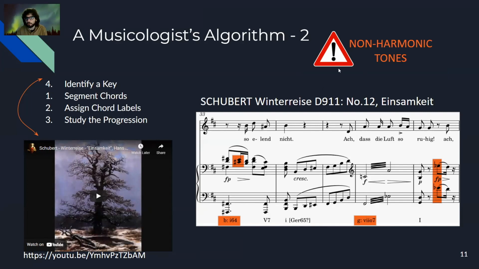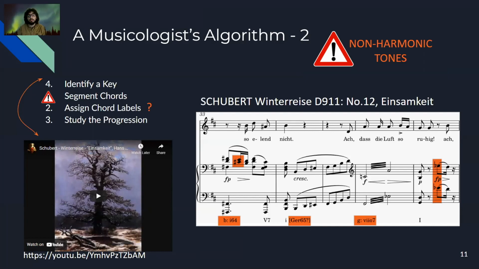And also there are non-harmonic tones like these ones and this one that do not belong to the key in which the piece is written. They are just passing notes that embellish the melody, but they don't have a functional harmonic function. So segmenting the chords and assigning chord labels is quite complicated in this kind of case. And there is no known algorithm that musicologists can use in order to do these kinds of things.